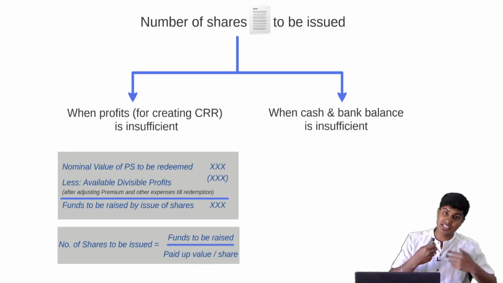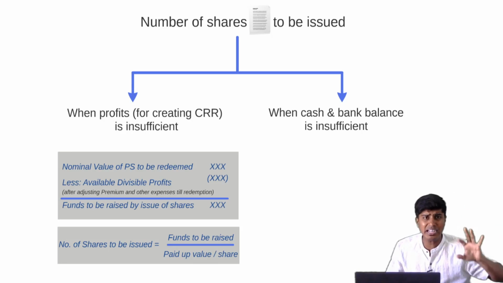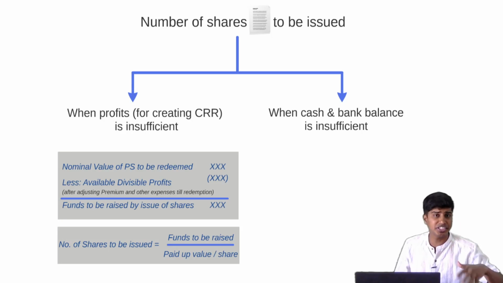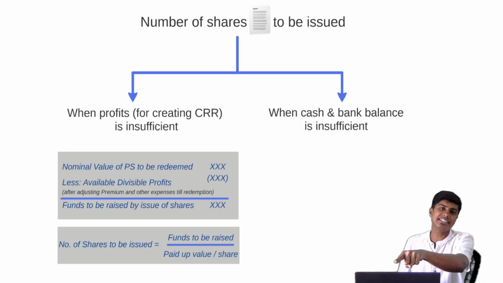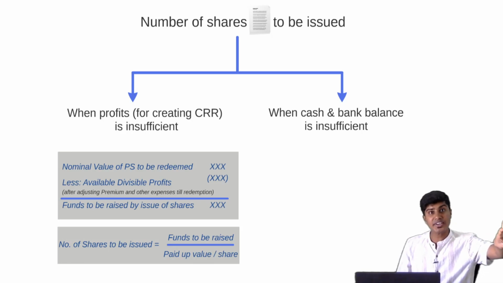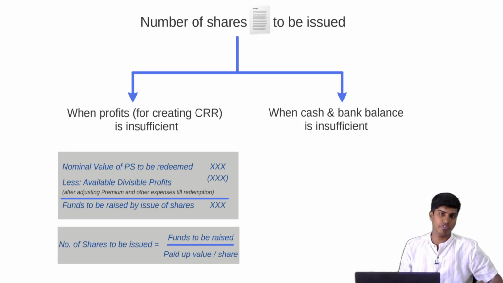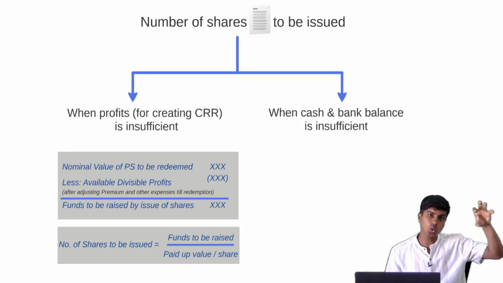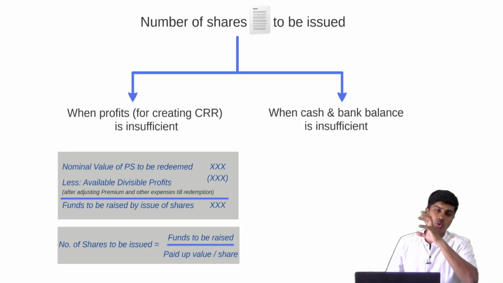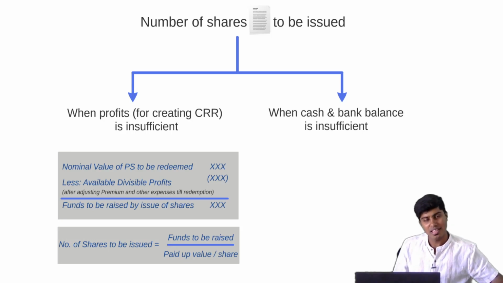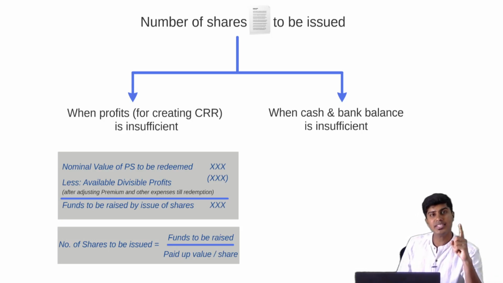Next, if the cash is insufficient, meaning I have 1 lakh rupees of preference shares to be redeemed, my cash balance is 80,000. I have reserves of 1 lakh to create CRR, but what needs to be given to preference shareholders is cash of 1 lakh. I don't have cash of 1 lakh. I have only 80,000 cash. So though I have 1 lakh to create CRR, I don't have 1 lakh cash to pay to preference shareholders. In this case, we again issue equity shares. When I'm issuing equity shares to raise the funds, I will not start with nominal value of preference shares.